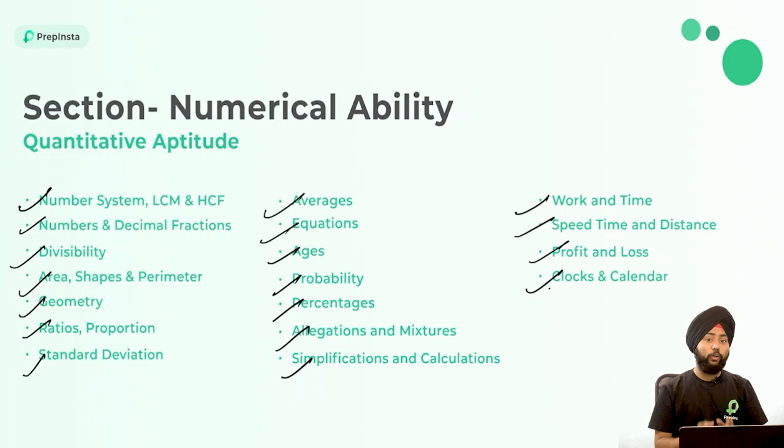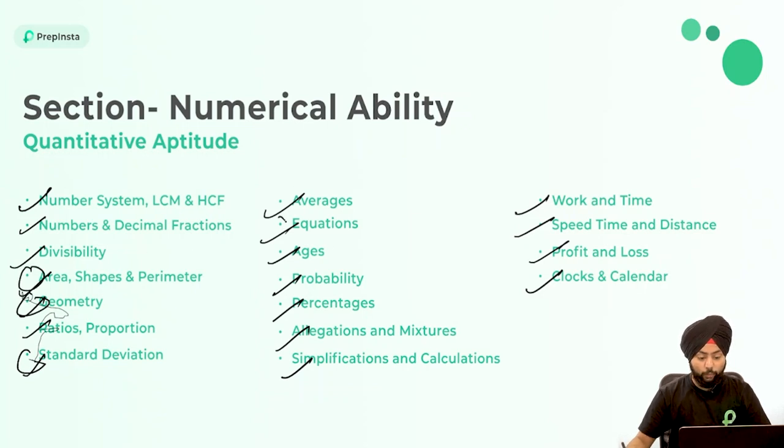Let me highlight those topics which can be asked in round two. Topics like standard deviation, geometry, area, shapes and diameter, equations, simplifications and calculations, and allegation and mixture also. These are the topics which will be there in the advanced section. Other topics will be there in the round one section.